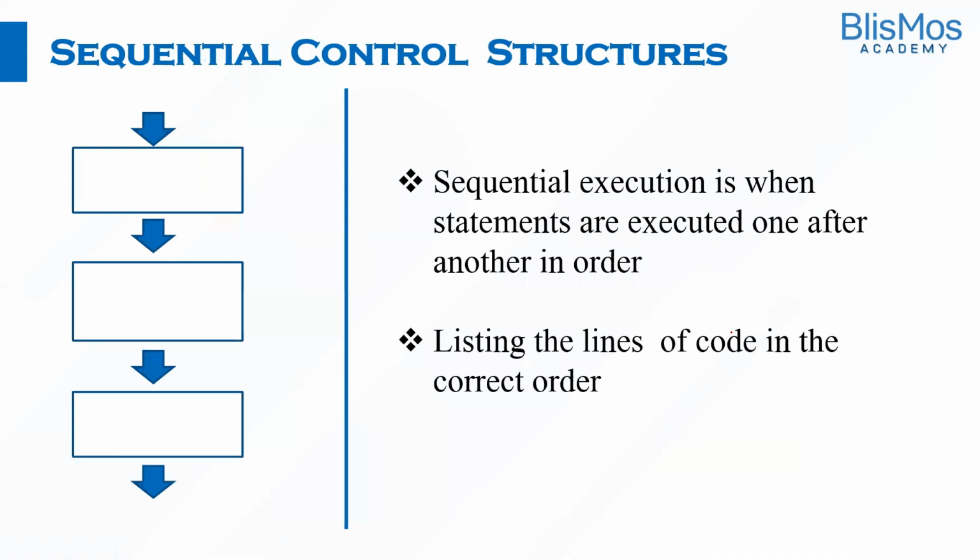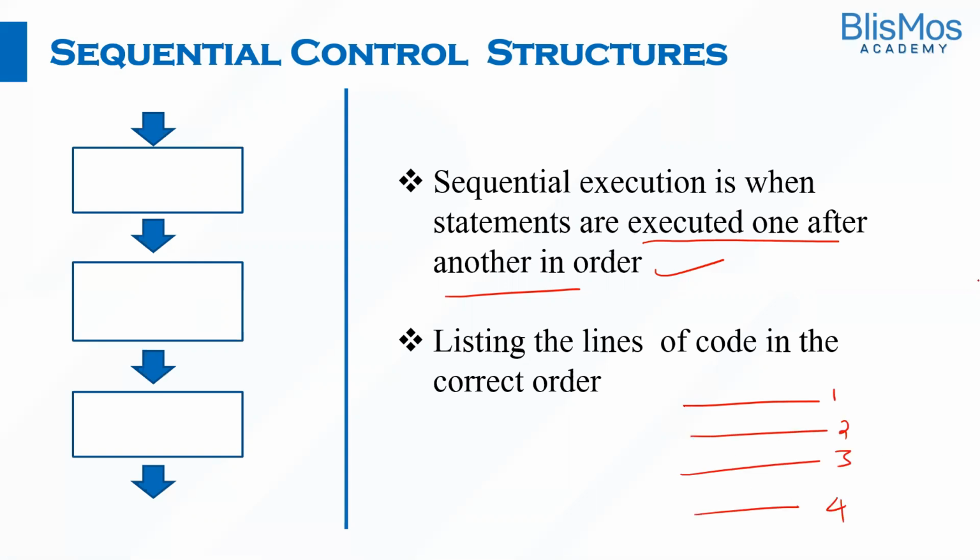What is sequential control structures? Whenever we execute statements one after another in an order, that is a sequential control structure. Here we have a block of code wherein one after another lines of code are executed. Nothing great about it, yet it is important to know there are sequential structures. Here you can see this block of code is executed, after that this, after that this. That is how the sequential control structures work.